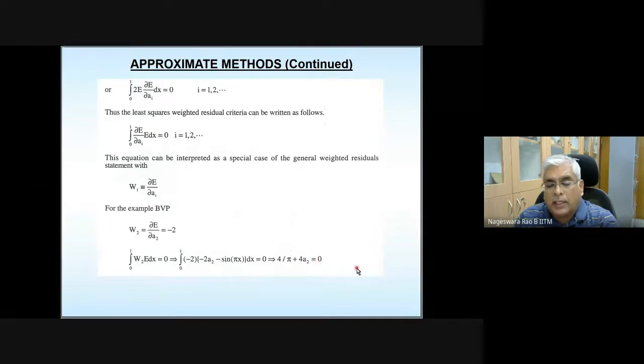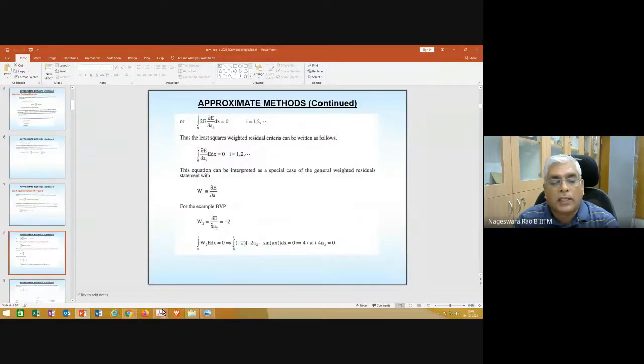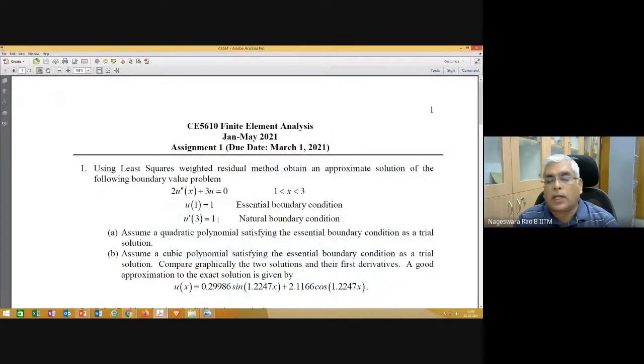And here in the assignment problem, you are asked to start solving this problem using quadratic polynomial. So you can start similar to whatever we did in the example problem we looked at. U is equal to a0 plus a1x plus a2x square. You can start with that. Okay, that is first part of the question. Second part is cubic polynomial. a0 plus a1x plus a2x square plus a3x cube. You need to start with that.